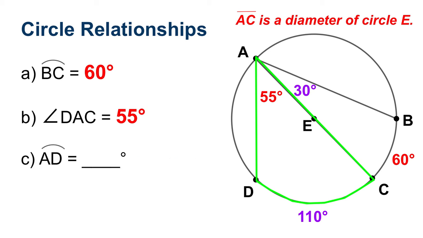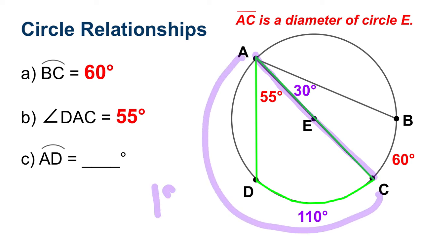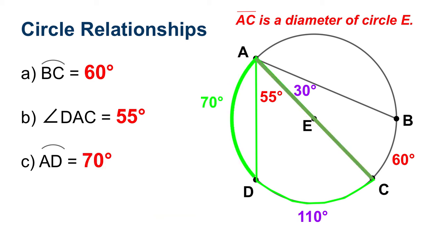The next one we're going to look at is arc AD. So we're going to try to figure out how big arc AD is. Now you'll note up here it says that AC is a diameter of the circle. So if you think about going halfway around a circle, that's going to be 180 degrees. So going from A to C here is going to be 180. That means this arc all the way around is also going to be 180 total. So if I do 180 minus 110, I'm going to get the arc that's left, which is 70.